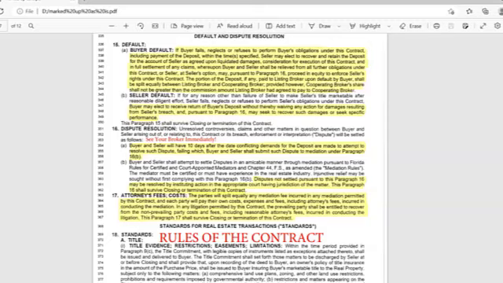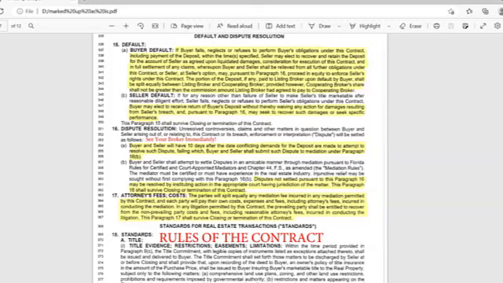Okay, item 16, dispute resolution. Unresolved controversies, claims, and other matters in question between the buyer and the seller arising out of or relating to this contract or its breach, enforcement, or interpretation will be settled as follows. Now, if you get to this point, you have some kind of dispute going on and you have not contacted your broker, you should be doing that immediately. So as soon as there is some dispute, you want to get your broker involved right away.